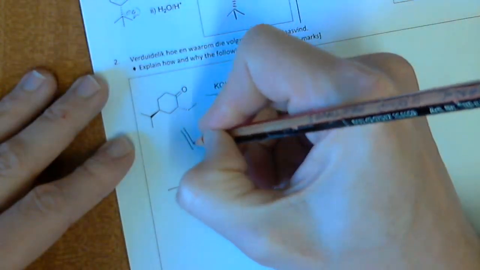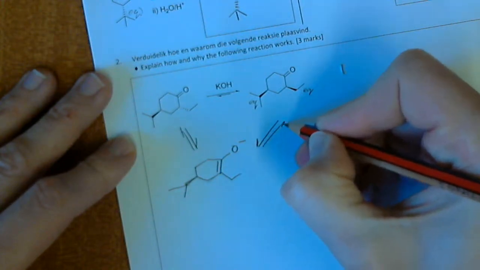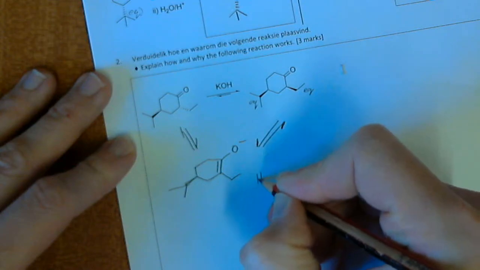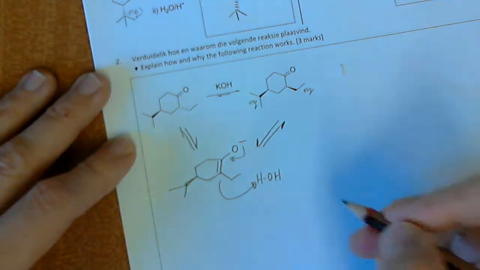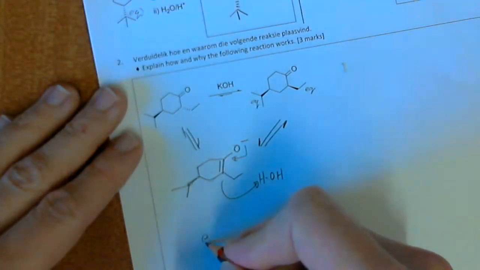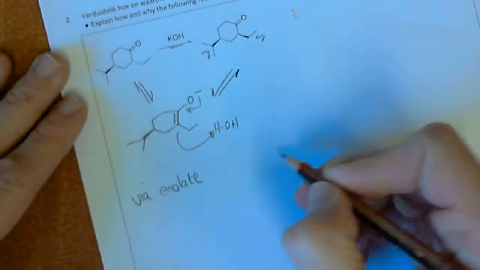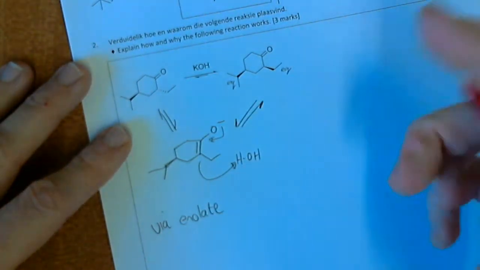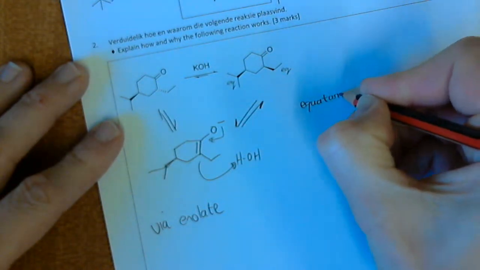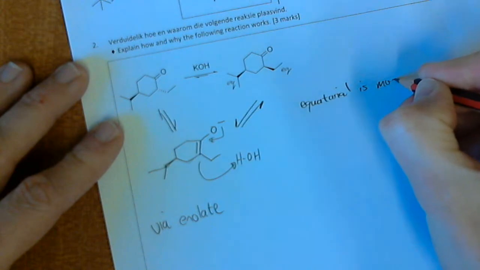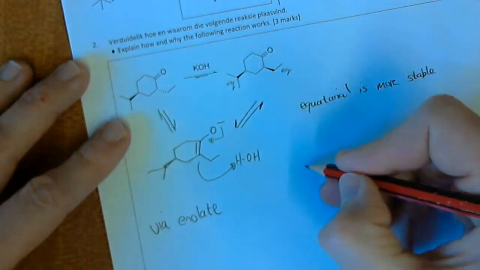Maybe put that as an equilibrium, and then it goes back after protonation by the water. So either showing the enolate or mentioning that it goes via the enolate is the one part, and the other part is to say something that equatorial is more stable, and that would have given you your 3 marks.